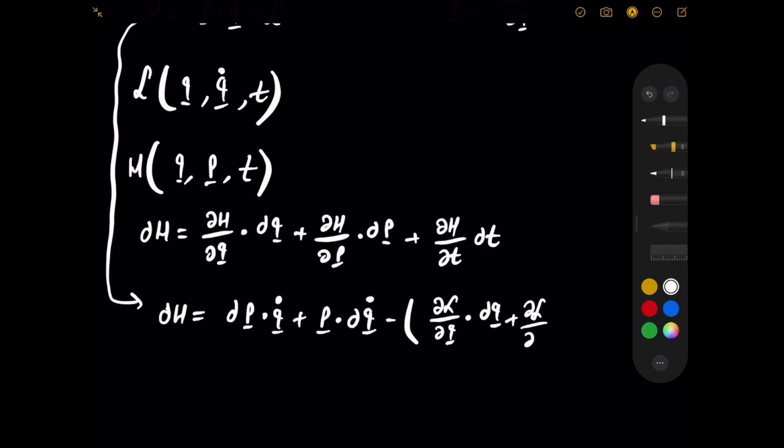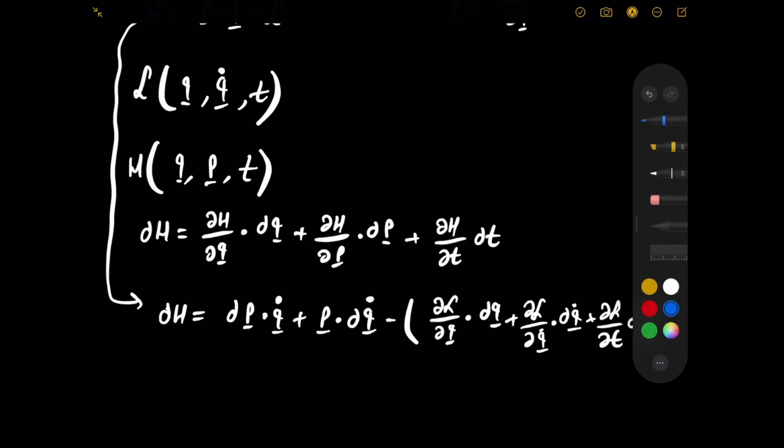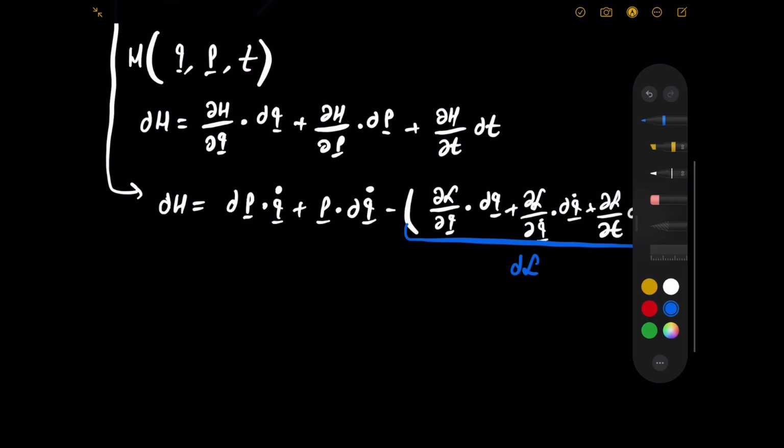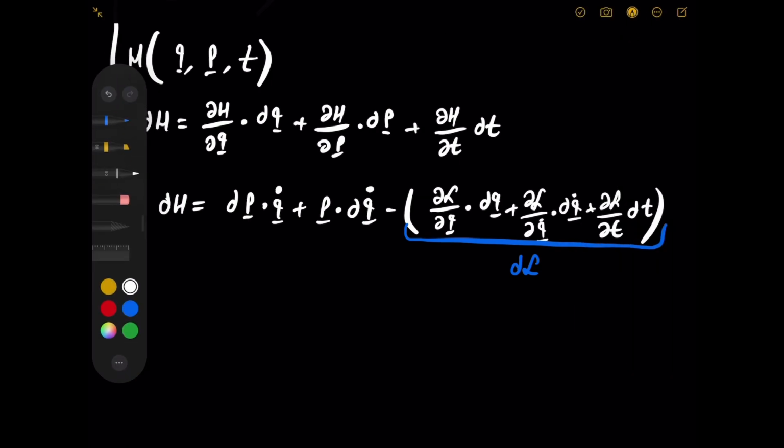dL by dQ dot dQ dot, and then plus dL by dt dt. Okay, so all of this is dL. Right, now if we just keep going, I need to move this away. Okay, maybe that's better. Sorry guys. So that should equal, let's switch back to the white color here.